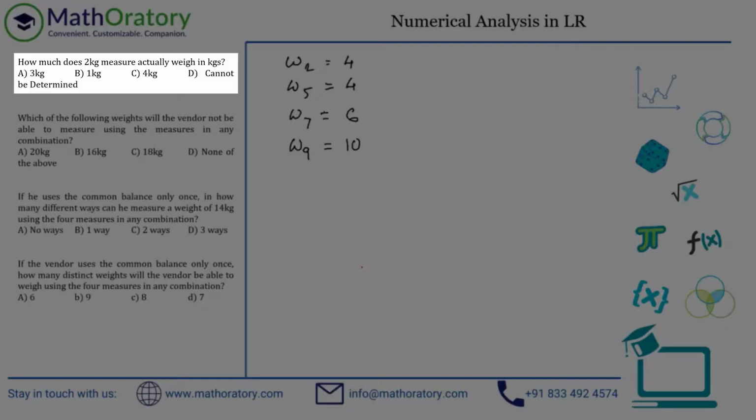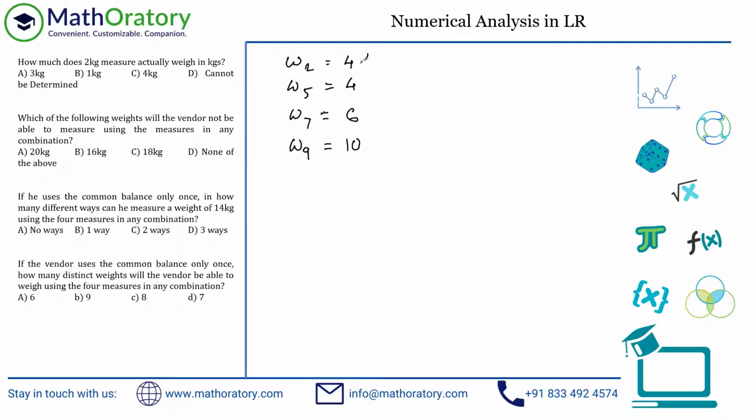Okay, first question is asking how many kilos does the 2 kg measure actually weigh? So yeah, this is a pretty straightforward question. So 2 kilo is measuring how many kilos in actual? So that is 4 kilos. So that is option C here.